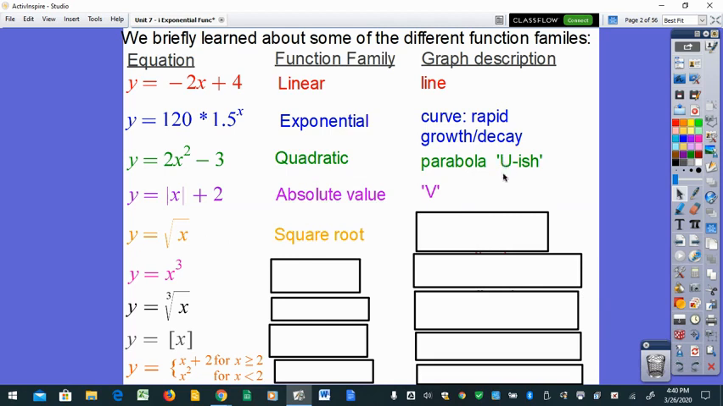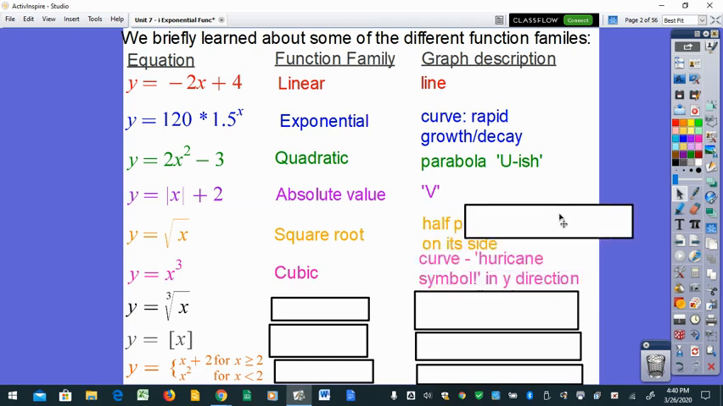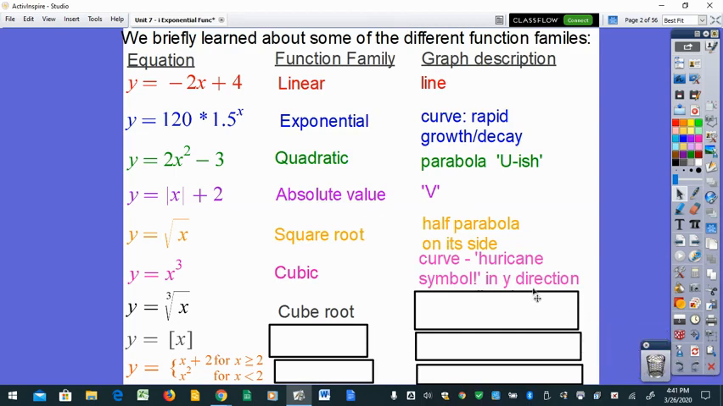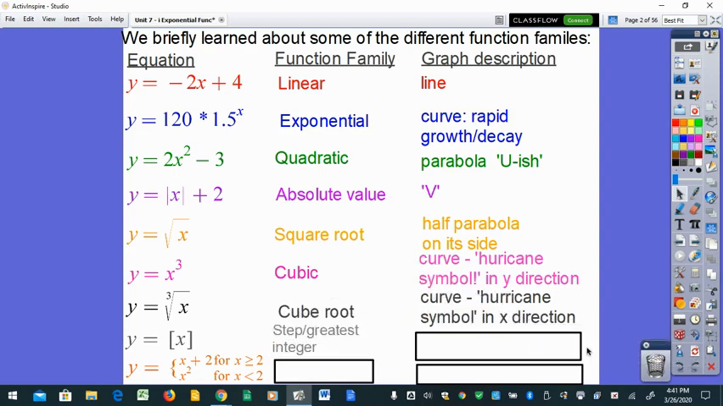It's the parabola, the u, actually laying on its side, and we only have half of it for it to be a function. The next one is the cubed. So it is the cubic function, and this is the one that has a curve, and I call it the hurricane symbol, and it goes in the y direction. Now the next one is the cube root, and that still has that same hurricane symbol, but it stretches out in the x direction. This was the greatest integer function, or also known as the step function, and it looks like a series of steps or a staircase.